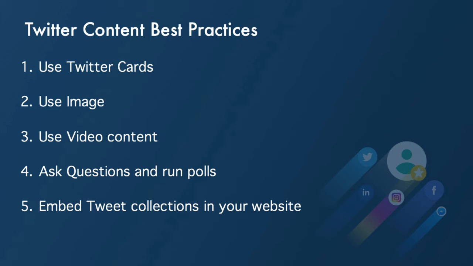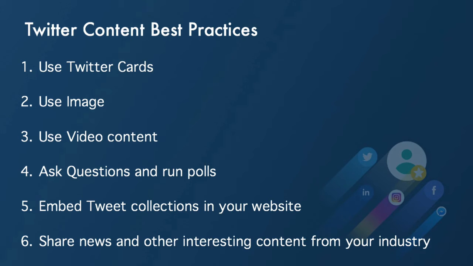And the fifth one is embed tweet collections in your website. So maybe you can take great conversations in your industry which happen on Twitter, collect all of that and put it on your website in the form of a blog post, so that people who read that blog post click on your Twitter profile and start following you on Twitter too, because you are having an interesting conversation going on there in the industry. The sixth one would be share news and other interesting content from your industry.